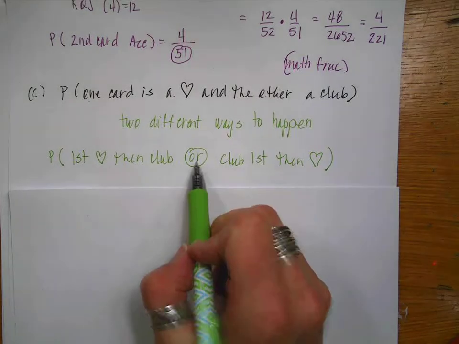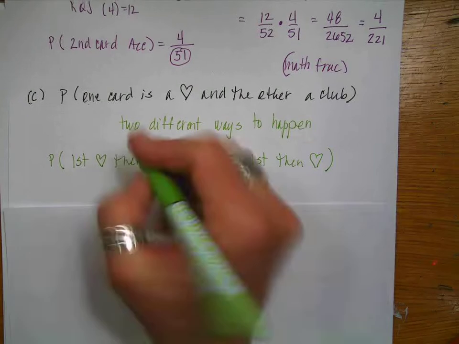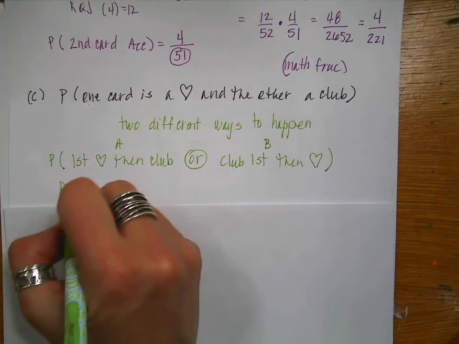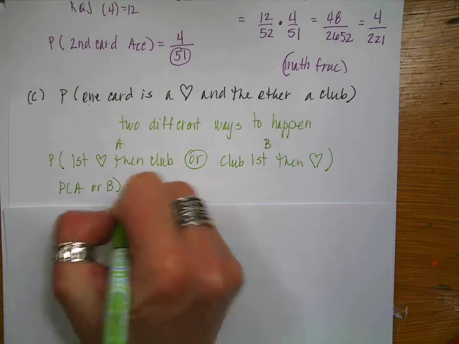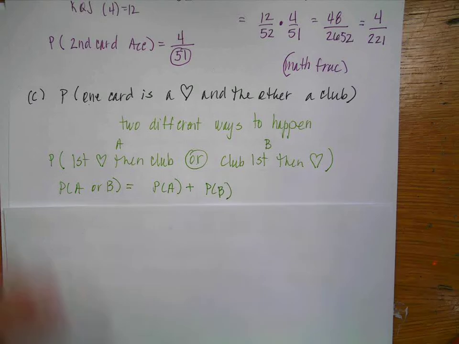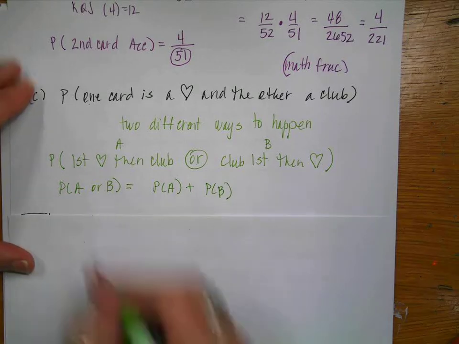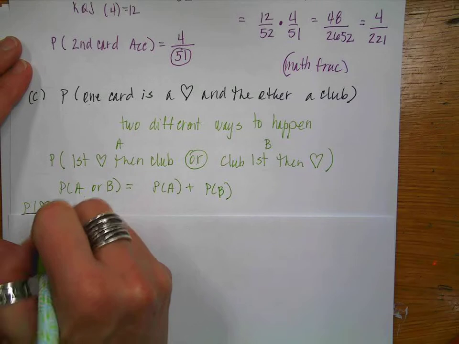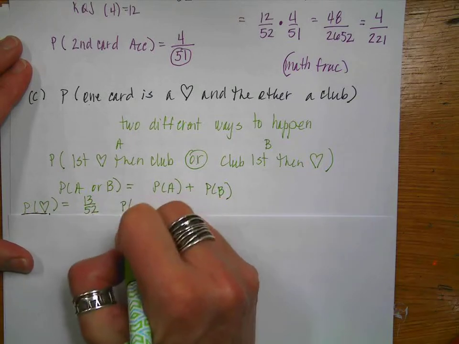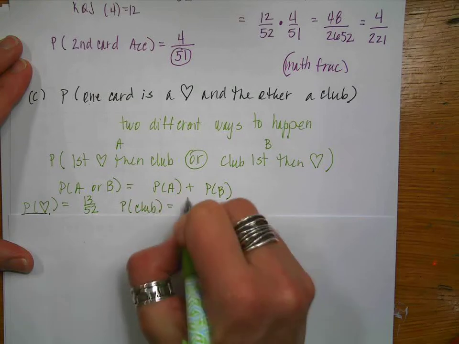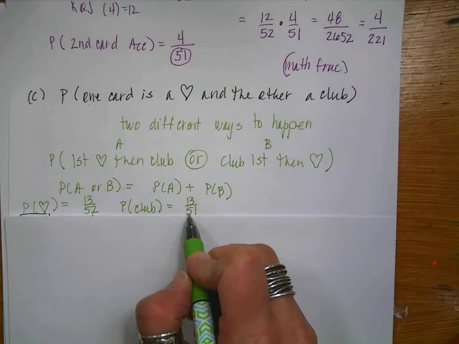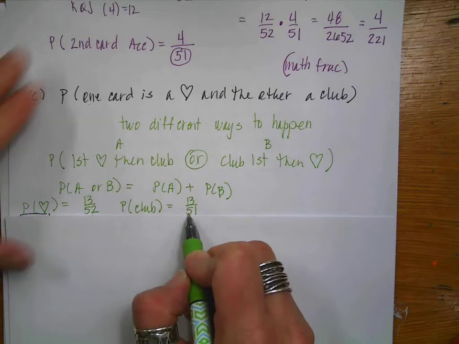These are independent events. So remember that the probability of or, and I'm going to call this probability A and probability B. So the probability of A or B is the probability of A added to the probability of B. Okay, so then let's do our individual probabilities. The probability of getting a heart is 13 out of 52. Then the probability of getting a club is going to be 13 out of 51, because remember, we're still doing without replacement, so that means that I have one less card.